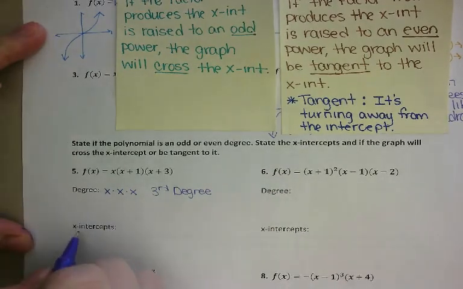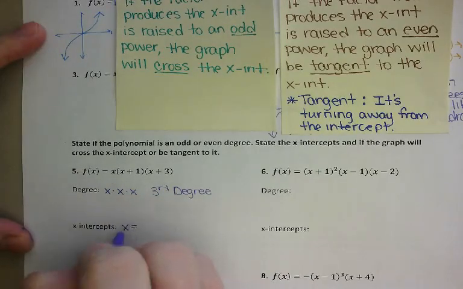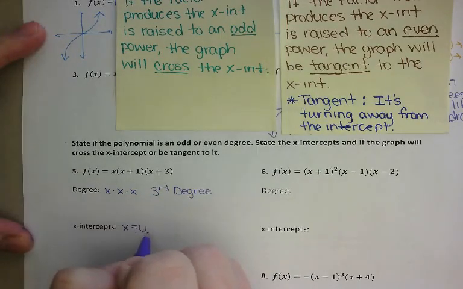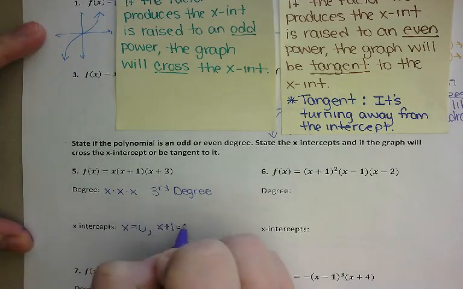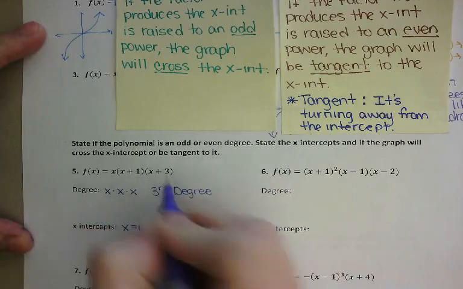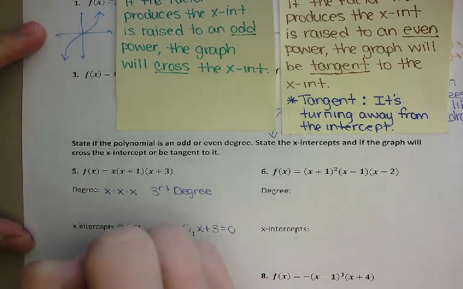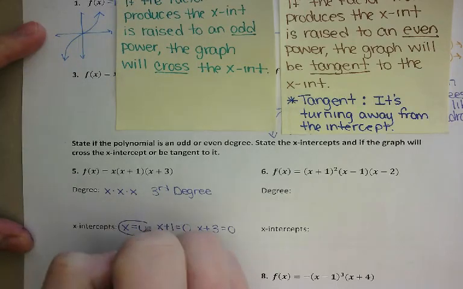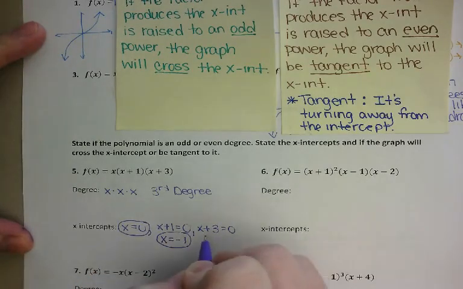So now I want to find the x-intercept. So wherever there's a factor of x, I'm going to set it equal to 0. So I'm going to take this factor and set it equal to 0, this factor and set it equal to 0, and this factor and set it equal to 0. Okay, so here's an x-intercept. I'm going to solve this one. What number plus 1 is 0? Negative 1. So I have an x-intercept at negative 1 as well. What number plus 3 is 0? Negative 3.